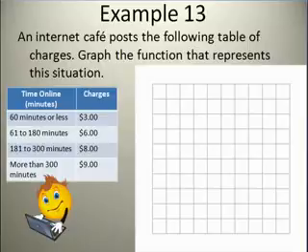And last but not least, we're going to look at an example here of an internet cafe. You have the following data that shows you the charges that this internet cafe uses so that it can calculate how much money you're going to owe them each time you get on the internet. Now, this function is going to be a step function, and to make this go a little bit quicker, I'm going to pause the video and make the graph, and then I'm going to explain it to you.